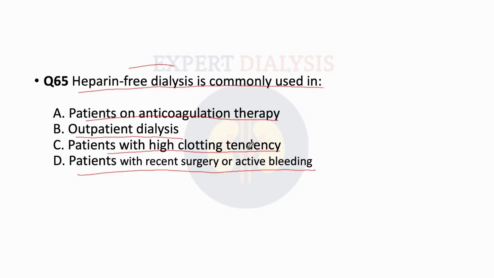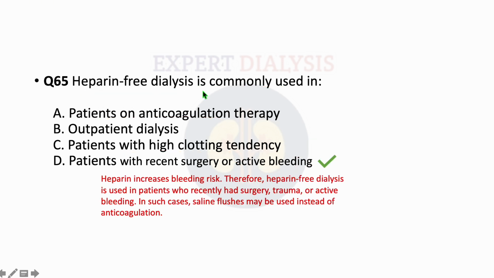If the patient has a high clotting tendency, then we have to definitely use heparin, so this is wrong. In outpatient dialysis, they are generally given the standard heparin dose, so it is also wrong. Patients on anticoagulation therapy does not make any sense actually. For patients with recent surgery or active bleeding, what will happen if we give them heparin? There are higher chances that they will start active bleeding. So that's why they are preferred to be given heparin-free dialysis.